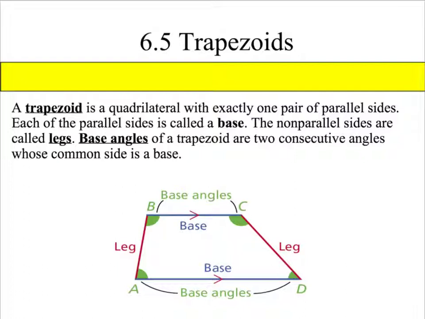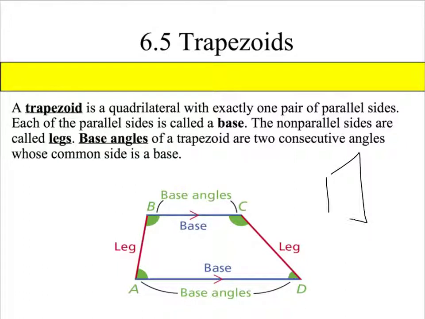All right, so a trapezoid is a quadrilateral with exactly one pair of parallel sides. Each of the parallel sides is called a base. The non-parallel sides are called the legs. Base angles of a trapezoid are two consecutive angles whose common side is a base. So your top and your bottom are always going to be parallel. I shouldn't say just your top and your bottom. You're going to have one set of parallel sides.